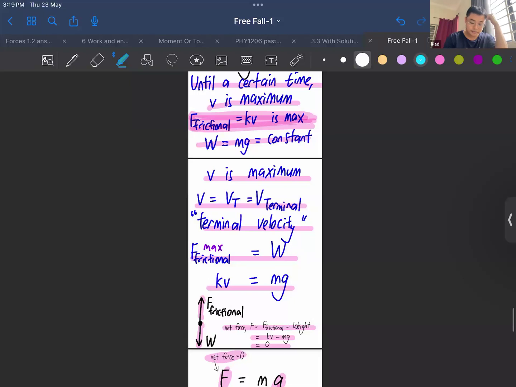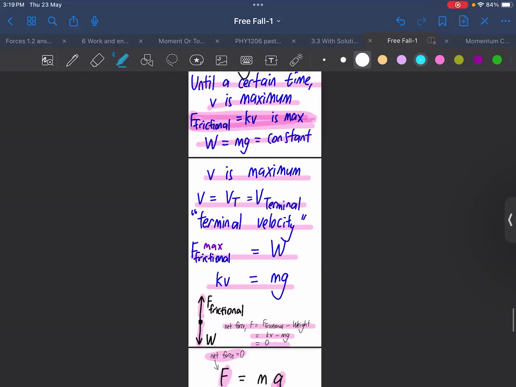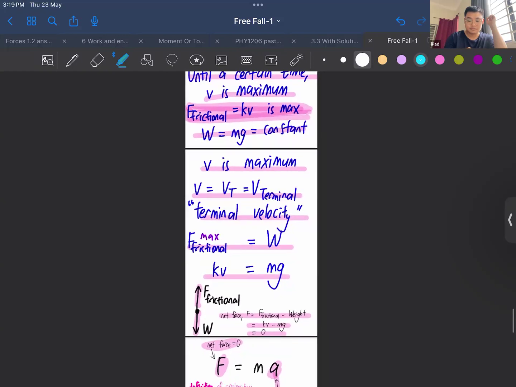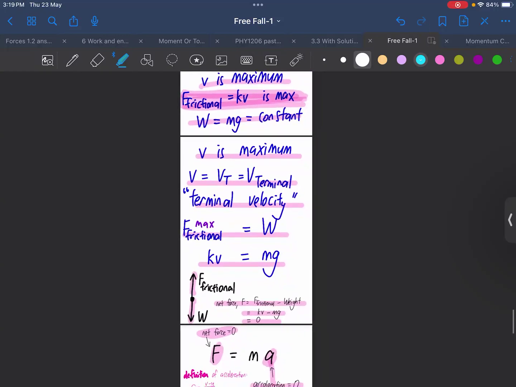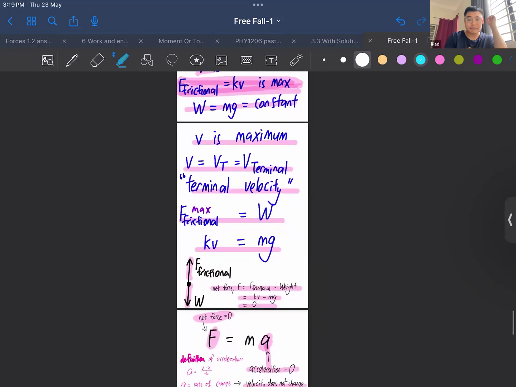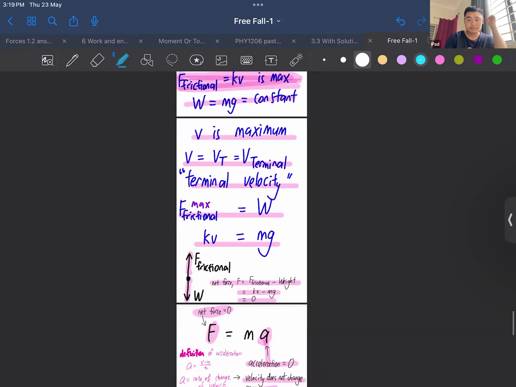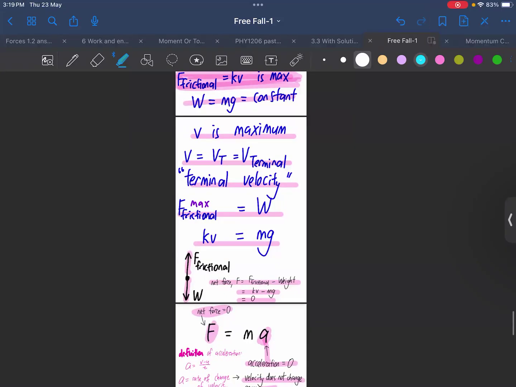what value? In the pink color, what is the value of your net force? I want the number. Zero. Remember, at the pink color stage, when you arrive at terminal velocity, your net force is zero.